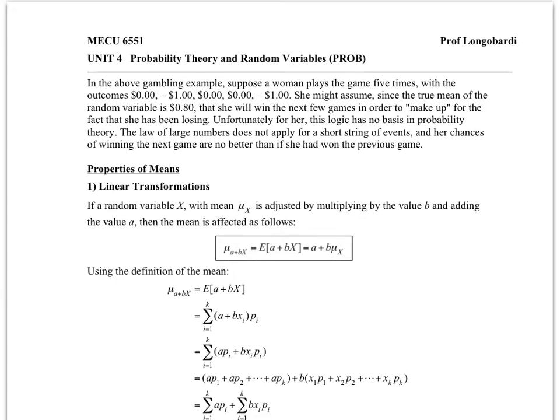Let's look at rule number 1. This is the linear transformation rule, and it's motivated by considering a new variable. Say I created a new random variable that was made up of x, the original variable, and I take each value of x and multiply by some value b, and then I shift the whole distribution by adding a constant value a.